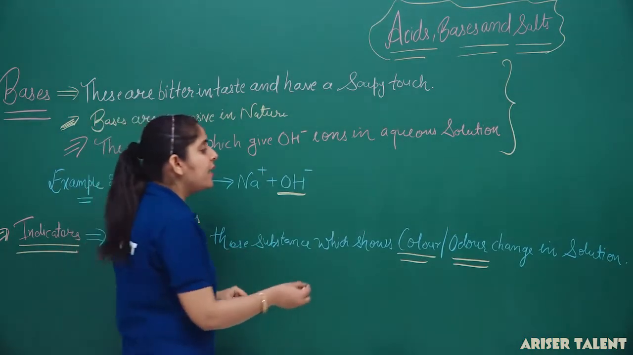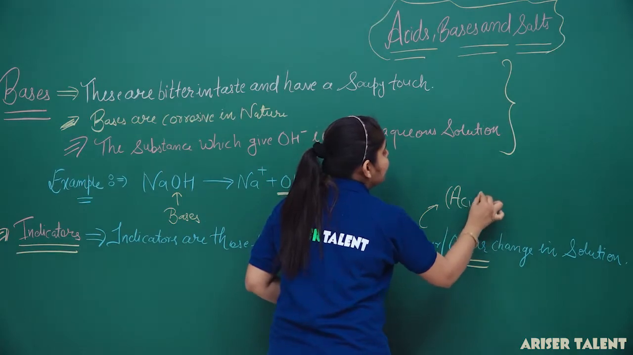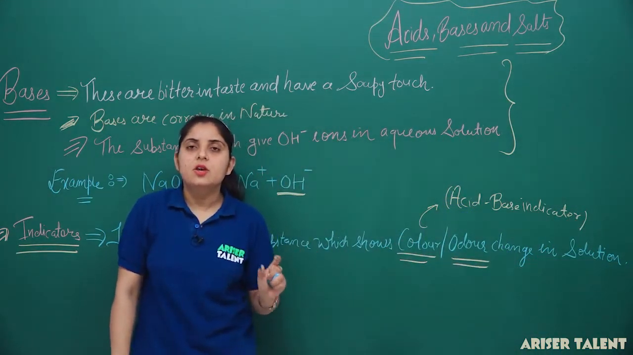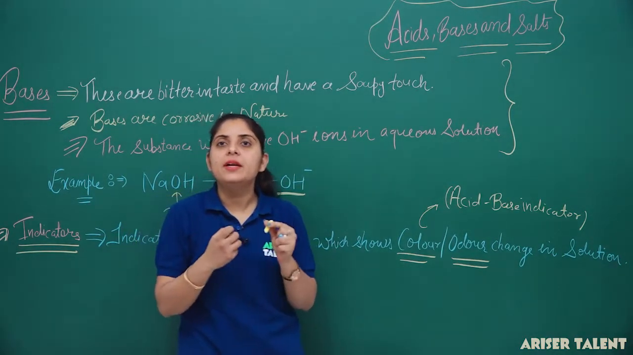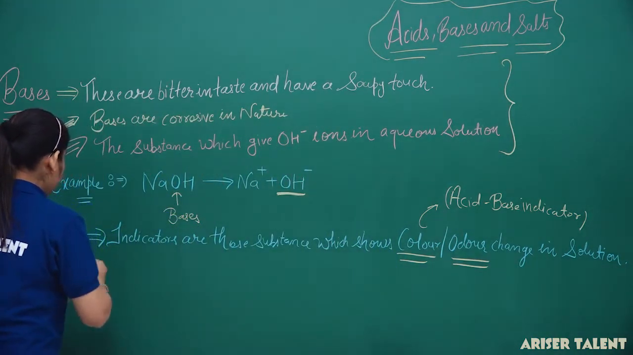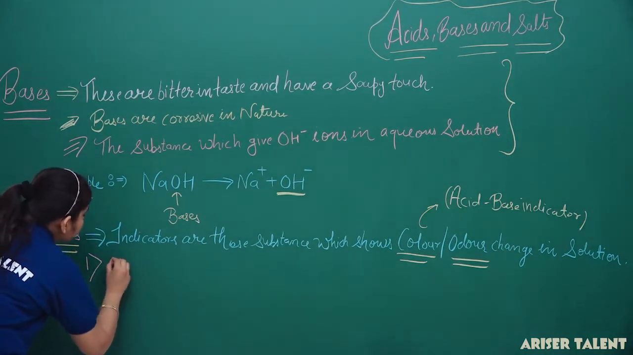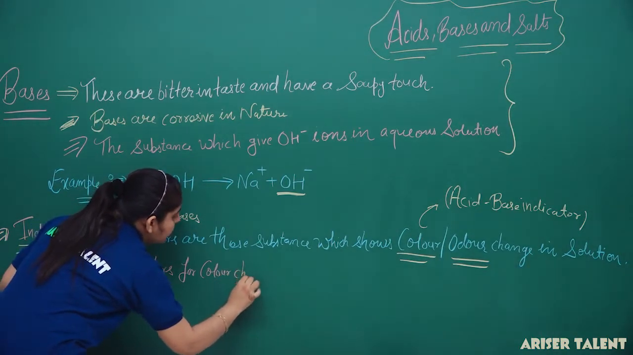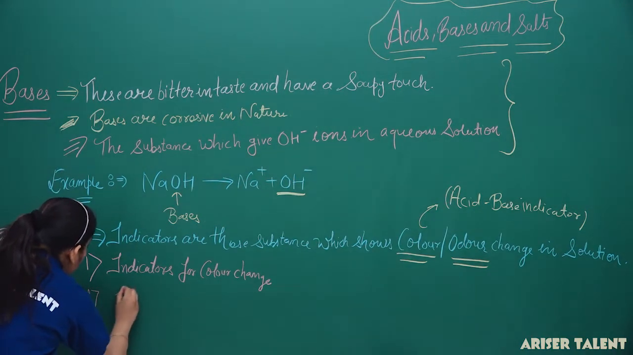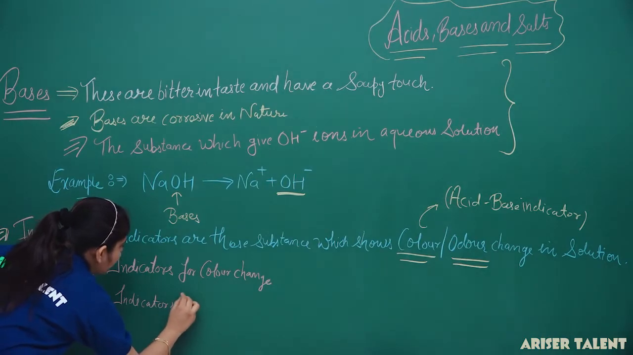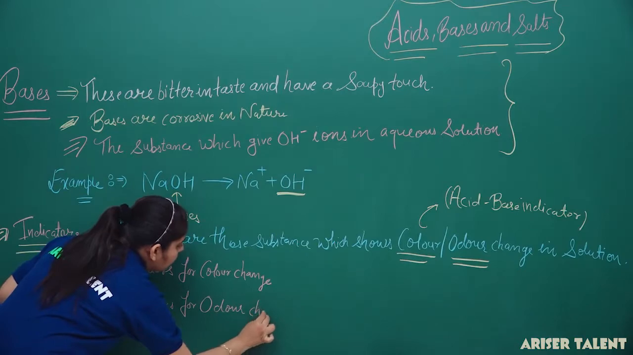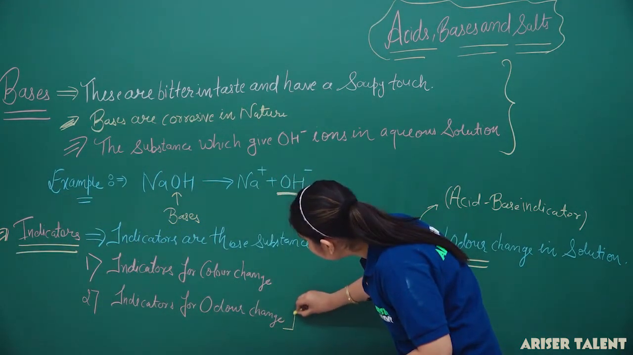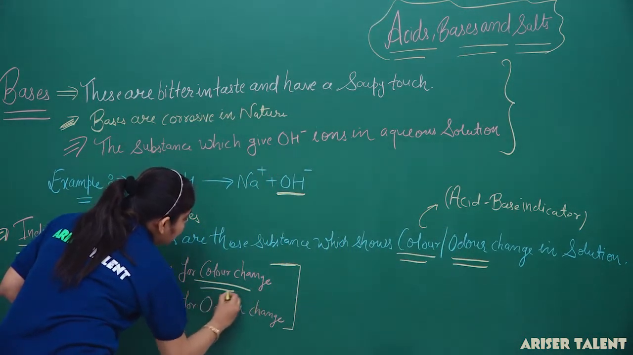Sometimes we can also call these indicators acid base indicators, because they are basically used to distinguish between the acids and bases. So this is the simple thing about indicators. We have the classification of indicators on the basis of two categories. Indicators are basically classified into two categories. First is indicators for color change, and the second category is indicators for odor change. So this will be the characterization of the indicators for color change and odor change.